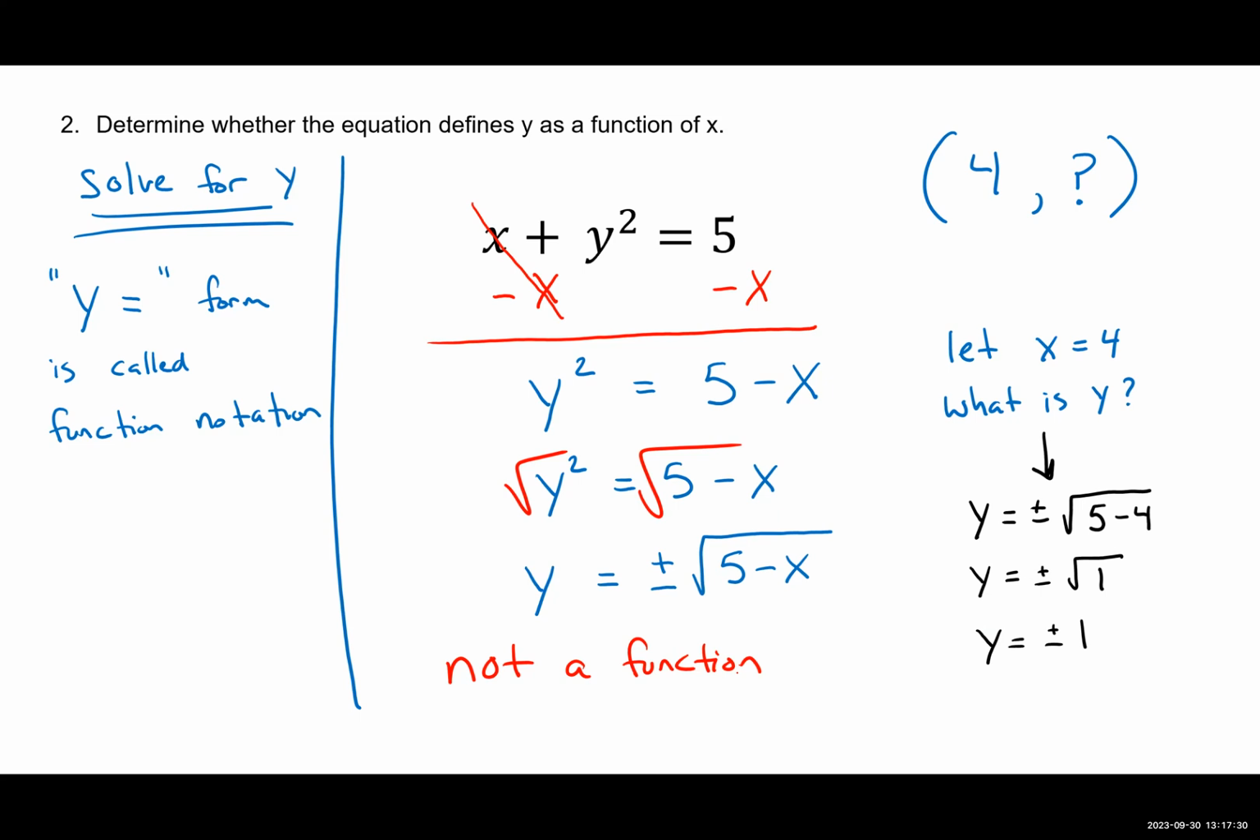So basically, when you start with a relation, when you start with an equation and you solve for y, you isolate the y. If you get a plus minus, right? If you have to take the square root of both sides, if you get a plus minus, the answer is no, it's not a function. If you don't get a plus minus, then the answer is yes, it's a function. In this case, no, because of the plus minus. I'll highlight that because that is the reason why the answer is no, it's not a function. It's because of that plus minus.